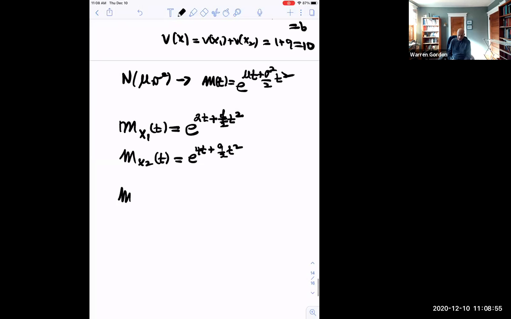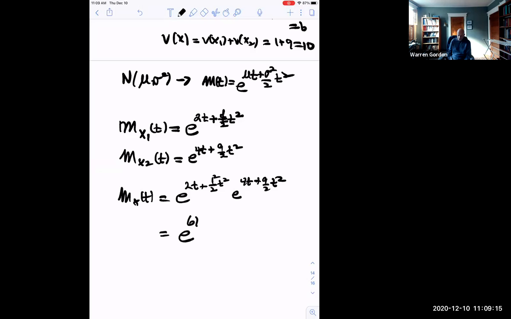And we know, since they're independent, M of x of t is equal to the product of these two. And by laws of exponents, we just have to add the exponents. This tells us that this is a normal distribution with mean 6 and variance 10. So that's how we know, because the moment generating function uniquely determines the random variable. Okay, so that was your examination.